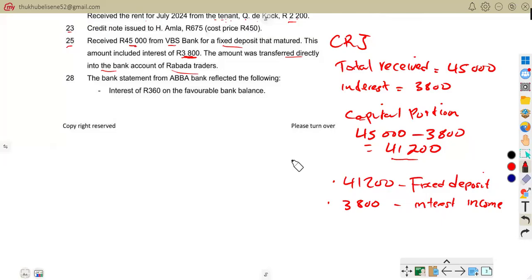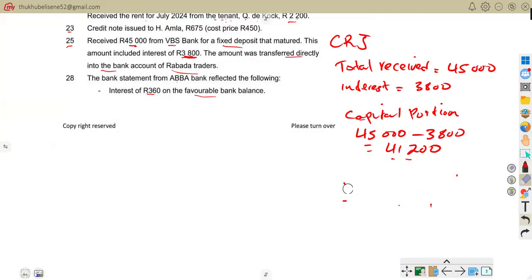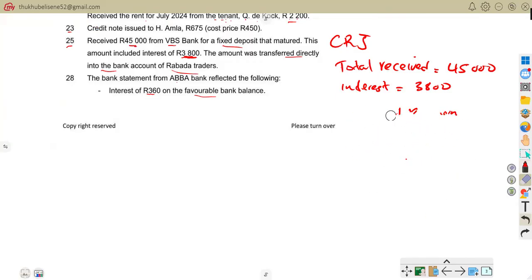So now let us come to 28. On the 28th July, the transactions in the bank statement from ABBA Bank reflected the following: interest of 360 on a favorable bank balance. So here we are told that we have bank interest of how much? 360. So let us see how we'll treat that.